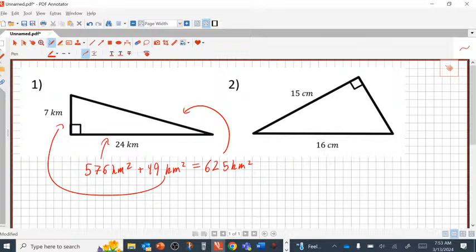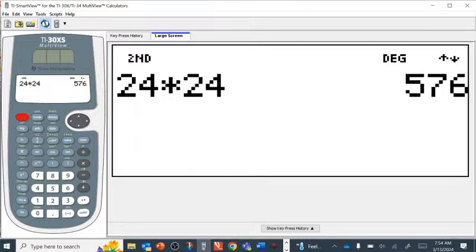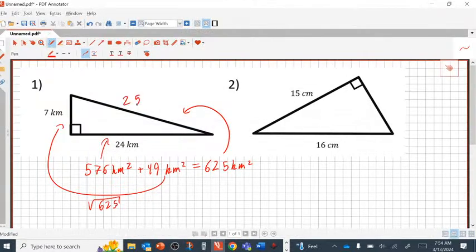Great. So how do I find that side length? Yeah, the square root of 625, which if memory serves is actually kind of a nice number. Is it 25? Yeah, so that's 25. So that's 25 kilometers. How many of us were able to get that guy right there? Perfect. Let's look at this next one here.